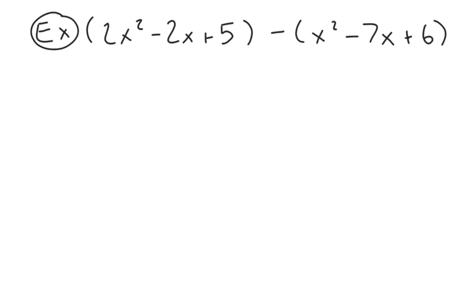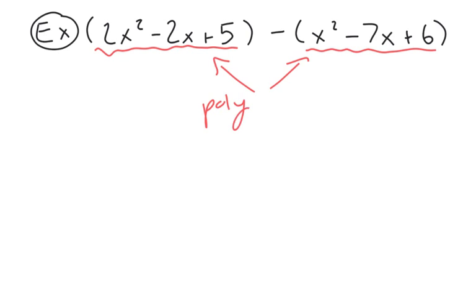In our next example, we have (2x² − 2x + 5) subtract (x² − 7x + 6). Before we begin, let's identify our polynomials. So we have a polynomial over here, and we have a polynomial over here. Let's go ahead and write that in for ourselves.